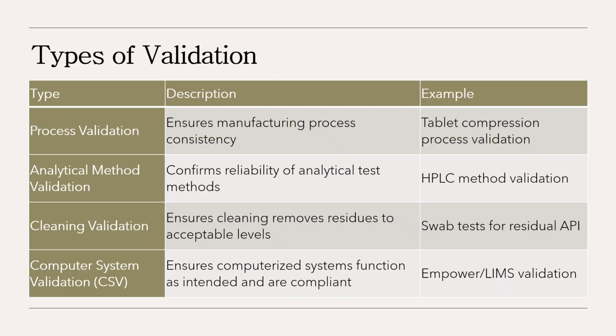So now we will discuss different types of validation, right? The first one is the process validation. Process validation ensures that the manufacturing process operates consistently and produces products meeting predefined quality specifications, right? For example, validating the tablet compression process, right? Next one is the analytical method validation. Analytical method validation confirms that the analytical test method is reliable, accurate, and precise for its intended purpose, right? Such as validating an HPLC assay method, right?